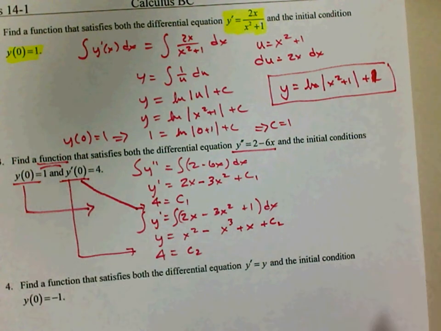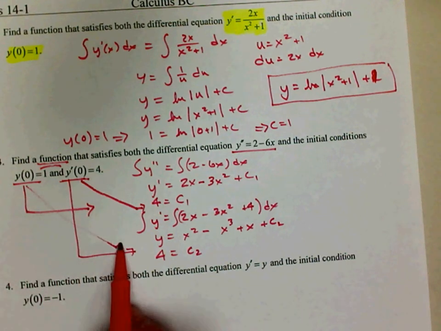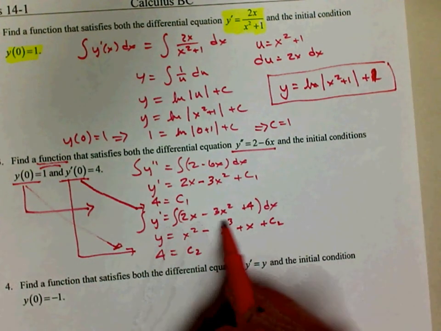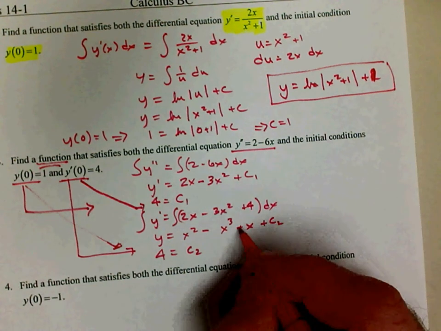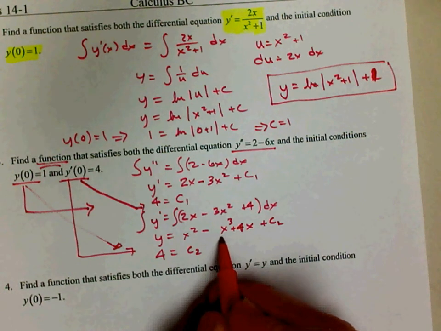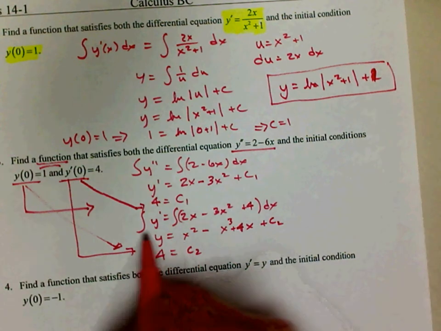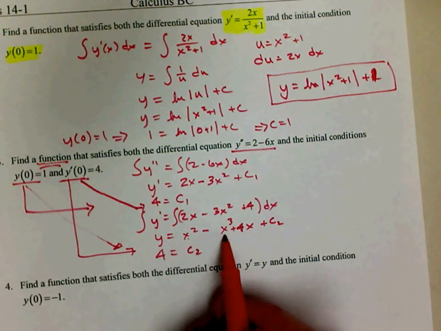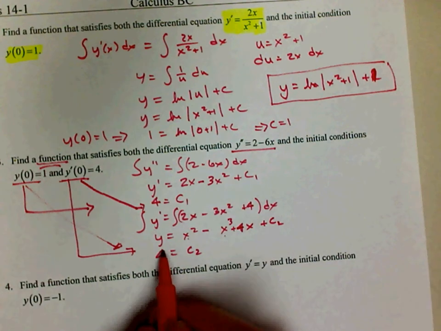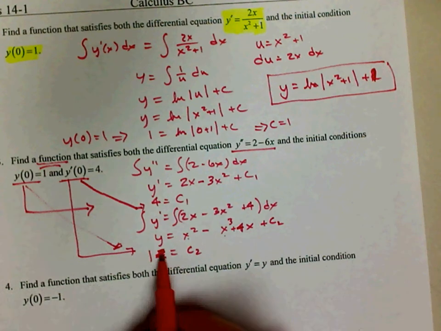And then my second initial condition should be down here. So when I have this, we should have had x squared minus x cubed plus 4x plus c2. When we substitute in x equals 0, we get 0, but this shouldn't equal 4, this should equal 1. Sorry about that. I know some of you were yelling and screaming at me while I was doing it, and I couldn't hear you, but I'll listen next time to you.